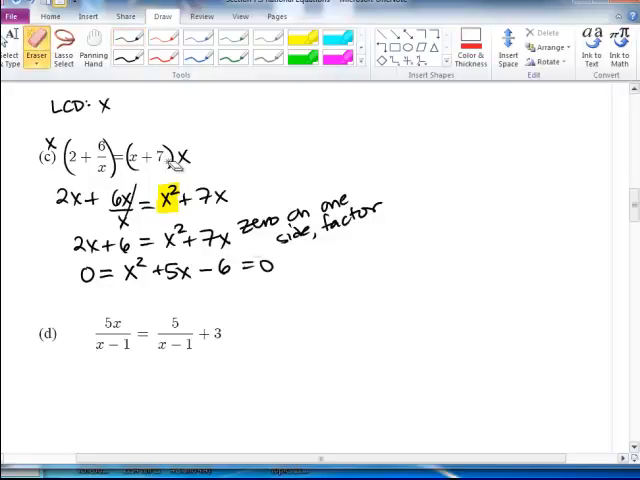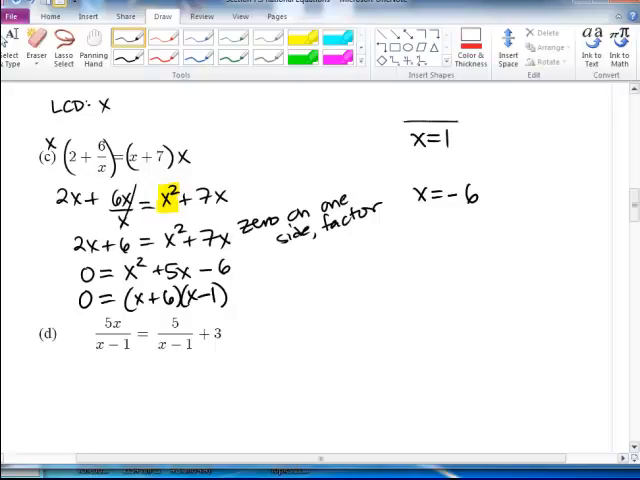We don't need the extra equals 0. So we can factor: x plus 6 times x minus 1. So the solutions would be x equals 1 and x equals negative 6. And again, the only thing that would make this denominator 0 is 0 for an x value, so these are fine. They don't make any denominators 0.